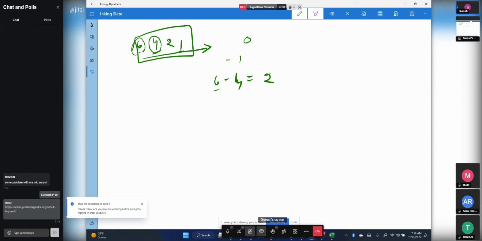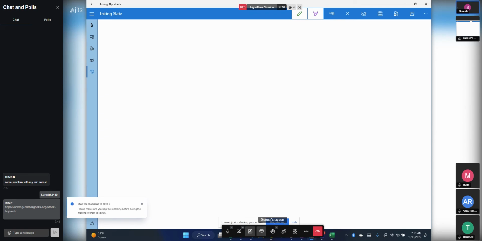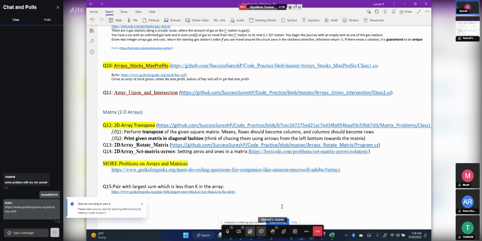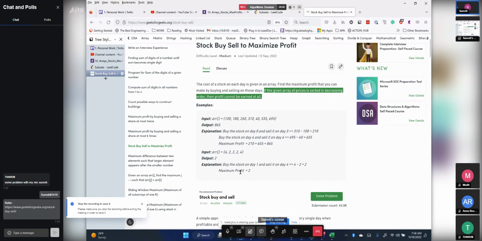Right, you are losing. So basically you do 4 minus 6, so -2, because you sold for 4 and you bought for 6, so you're losing, right? So there is no profit in this case. Now let's assume that's not the case. Let's assume this is the input. So how to solve this problem?